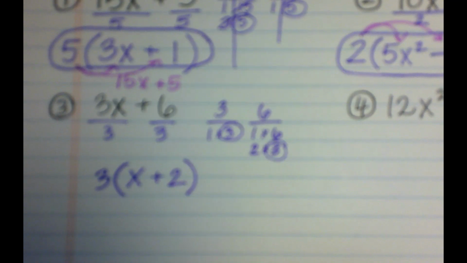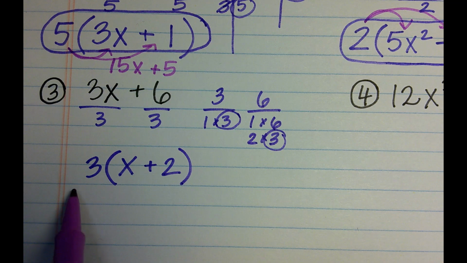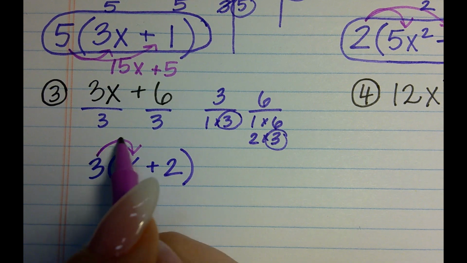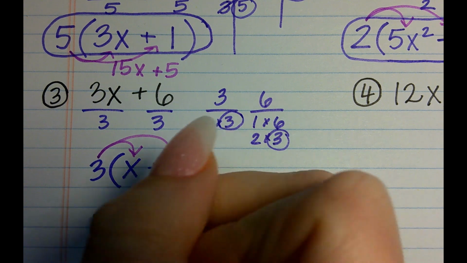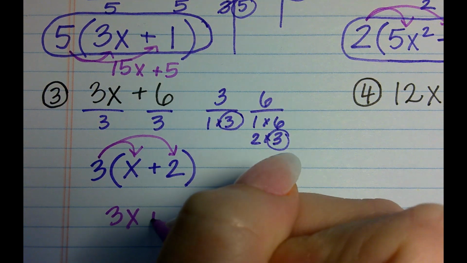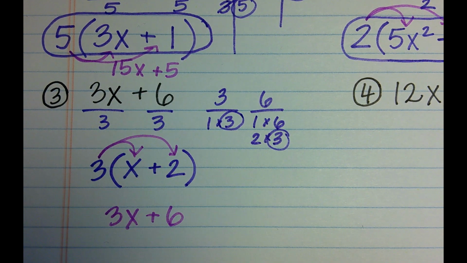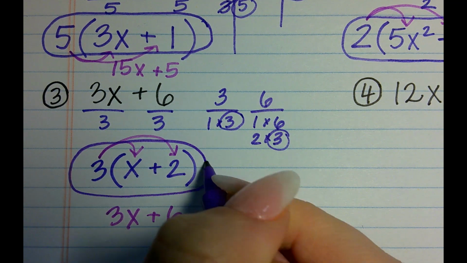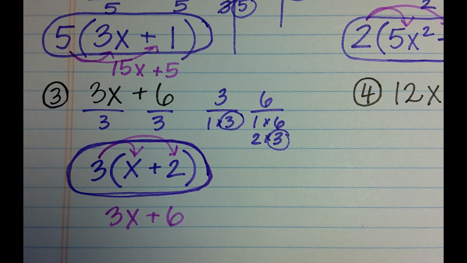Let's double check it. When I distribute 3 times x plus 2, what happens? 3 times x is 3x, plus 3 times 2, 6. And 3x plus 6 is what we started with. So this is the correct answer. Any questions on number 3?